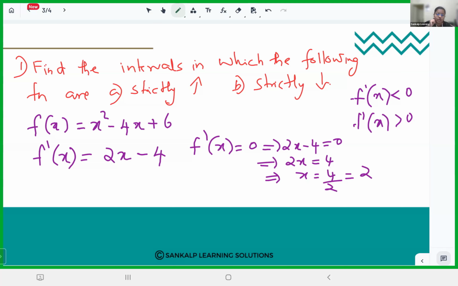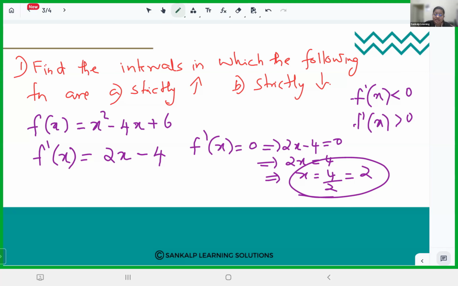Now what you have to do, we know that since f of x is a polynomial function, what will be its domain? Domain is the set of all real numbers, right? Set of R or open interval minus infinity, infinity is the domain of the function, since it is a polynomial function. Okay, so x equal to 2 is a critical point or turning point, which means the nature of the function is changing at that point. Okay, something is happening to the function at the point x equal to 2.